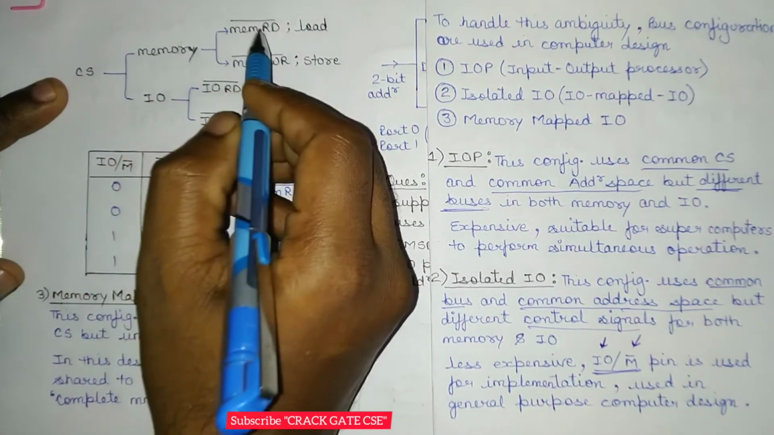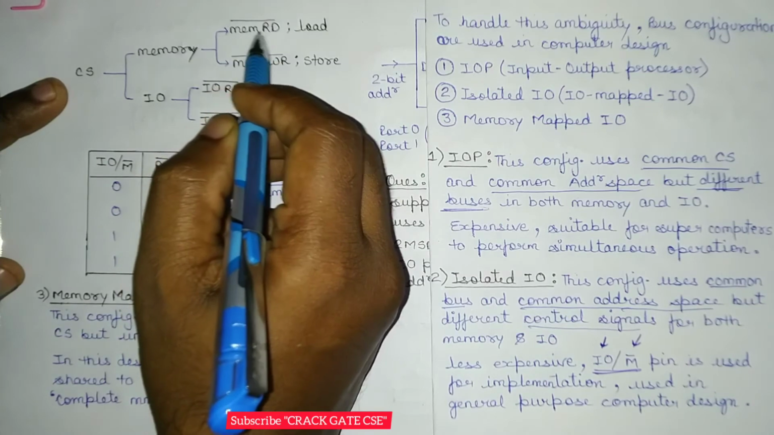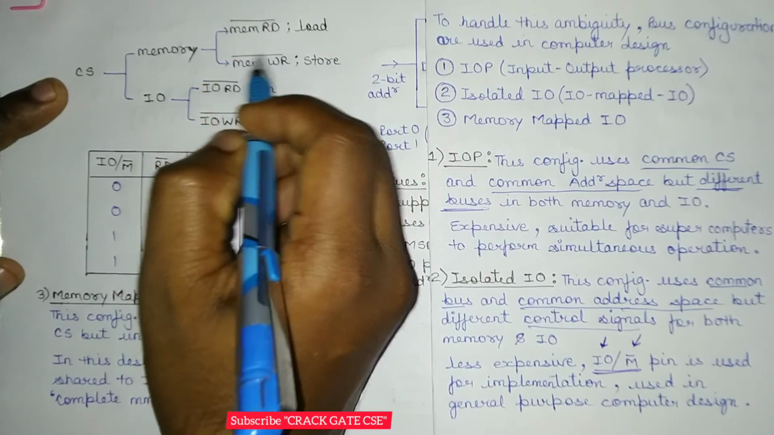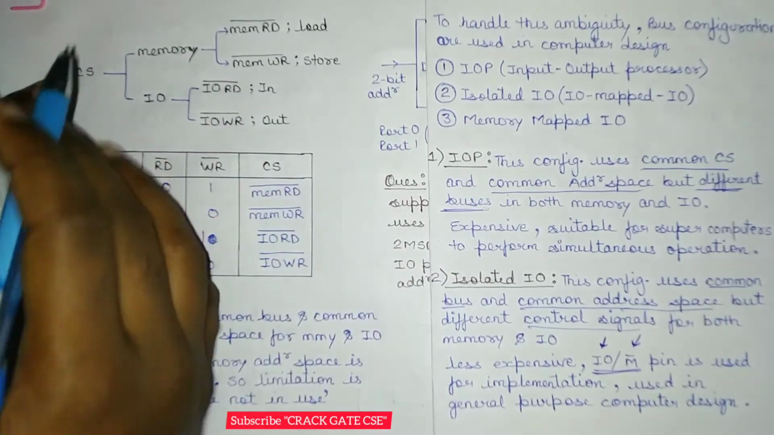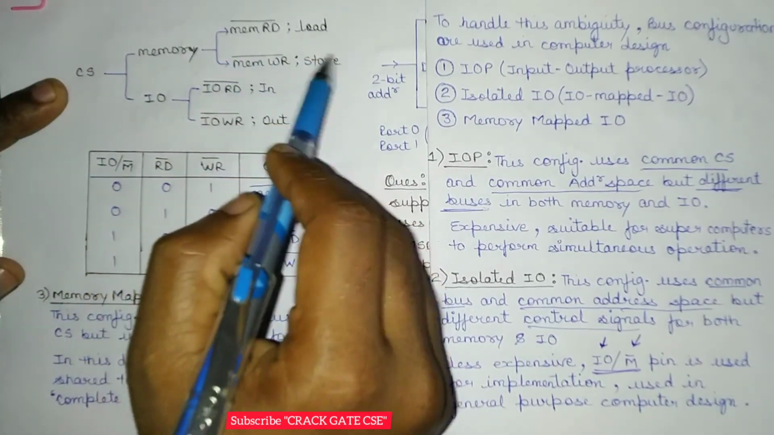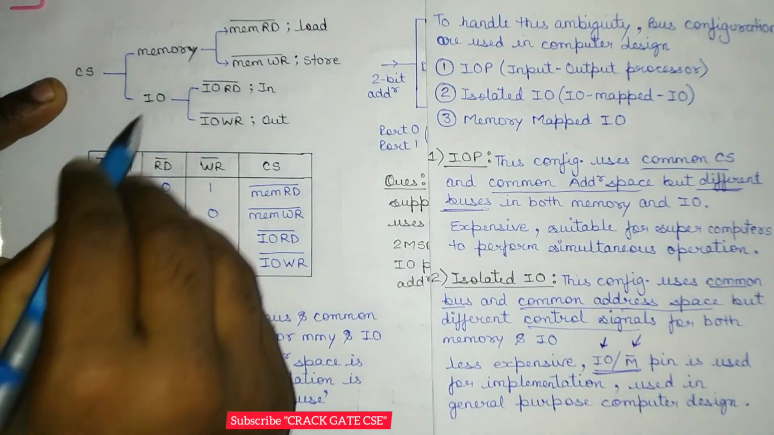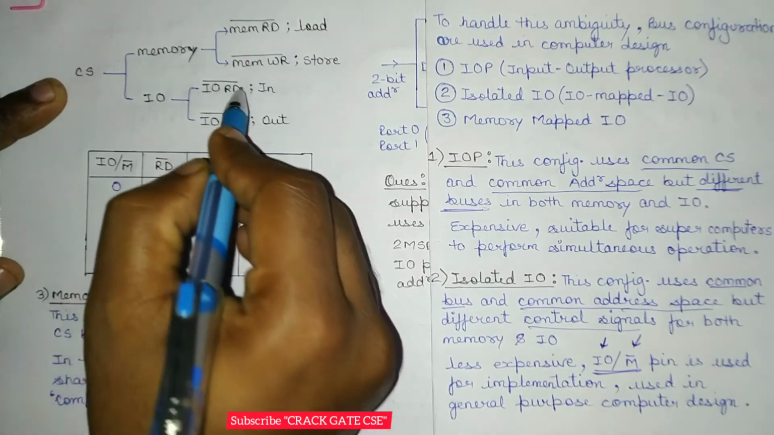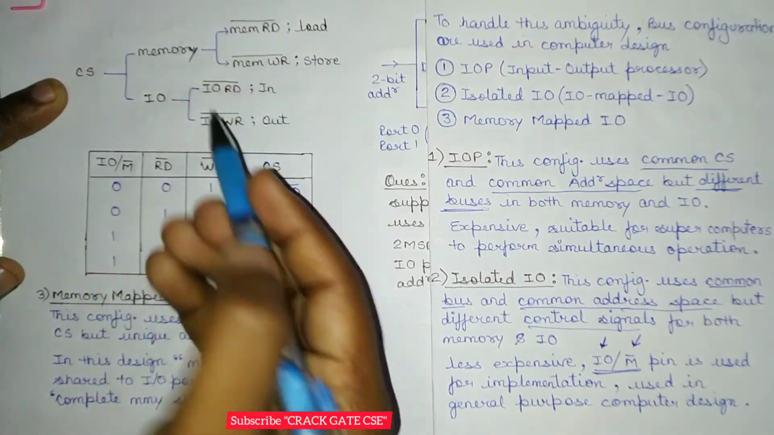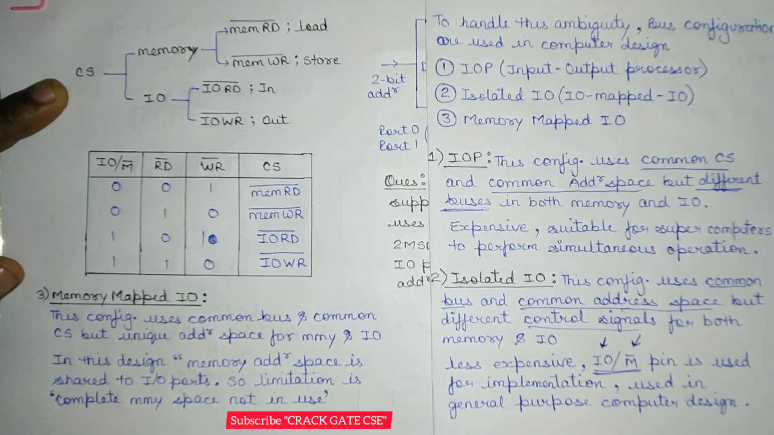Now in memory we are having two control signal. One is to read, another one is to write, which is named as memory read and memory write. And this bar on it shows that it is a active low pins, right? So this one is said as load to store, or you can refer it as read or write. Both are the same thing. In IO there is one IO read, IO write with a bar. So this is represented as in or out. So these are same as read and write. We are just dividing and giving them the different names so that there is no confusion.